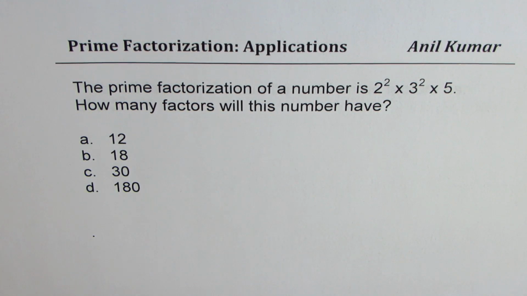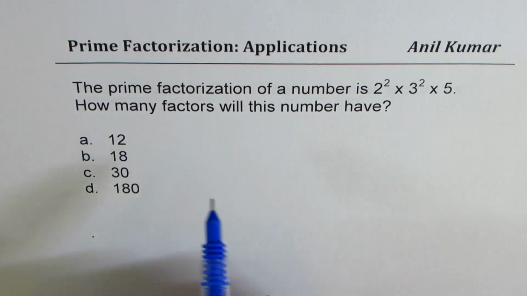The question is, the prime factorization of a number is 2 square times 3 square times 5. How many factors will this number have? You are given 4 choices: 12, 18, 30, 180. You can pause the video, answer the question, and then look into my suggestions.